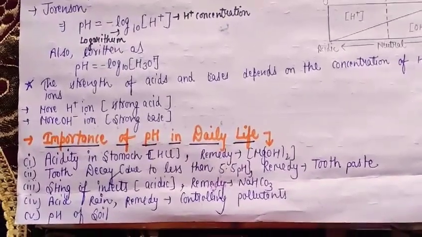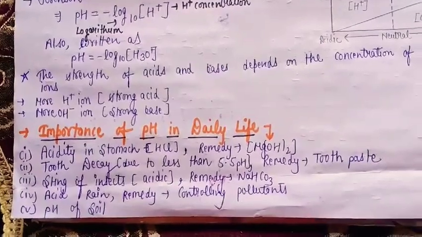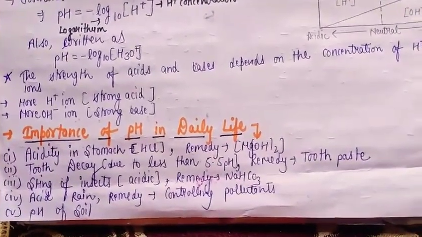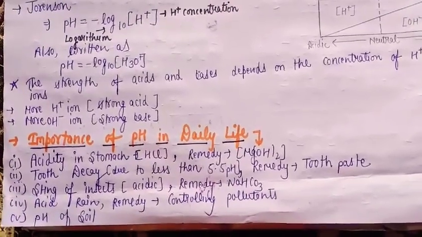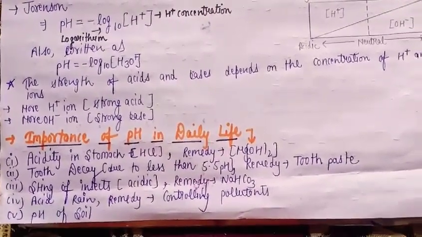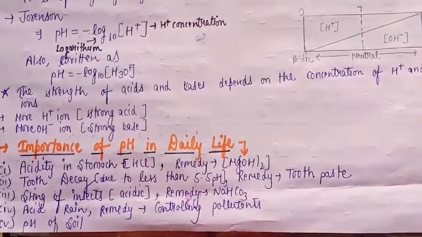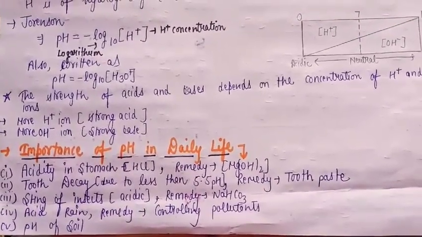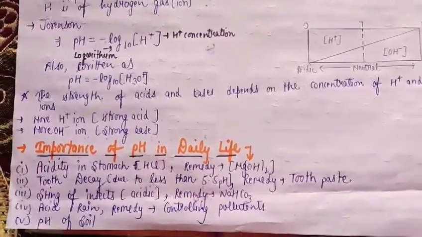Third one is the sting of an insect. The sting of an insect is also acidic in nature. Insects like honeybees, ants, or spiders secrete an acid which comes into contact with our skin. There is burning and pain on the skin when we are stung by an insect. If at that time a basic salt like NaHCO3, sodium hydrogen carbonate, is applied, then the effect will be neutralized. So here also it is an example of a neutralization reaction.